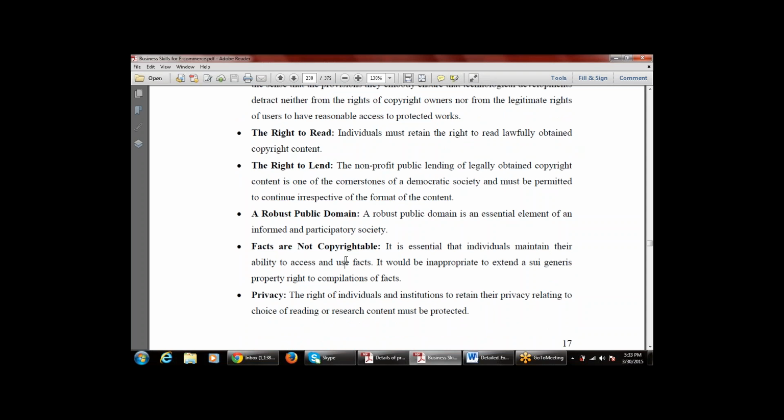Then the next one is privacy. That is, the right of individuals and institutions to retain their privacy relating to the choice of reading or research content must be protected. That is also a principle. That is, any right of individuals or organizations to retain their privacy relating to the choice of reading or research content must be protected, in case of copyright issues or copyright laws.